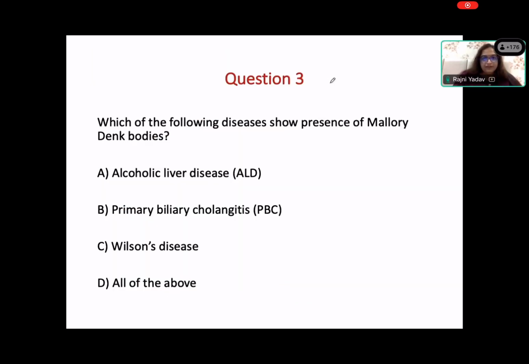So let's see another question. Which of the following diseases show presence of Mallory Denk bodies? Alcoholic liver disease, primary biliary cholangitis, Wilson's, or all of the above?